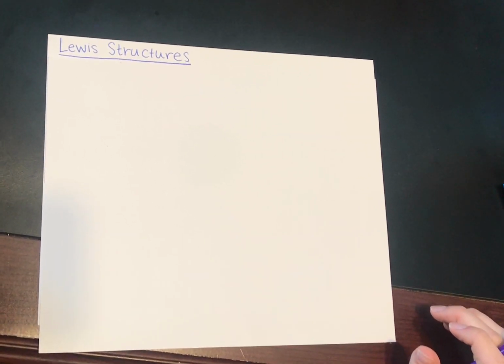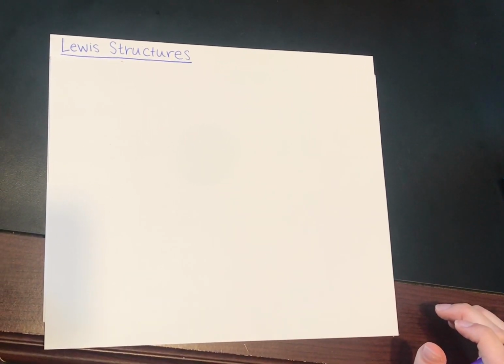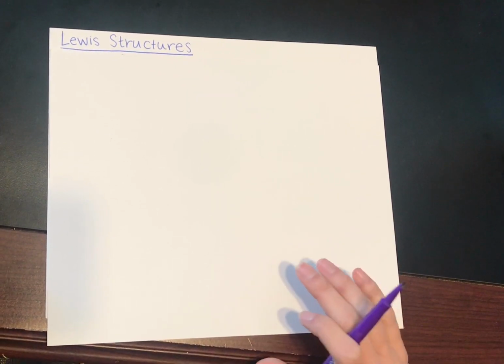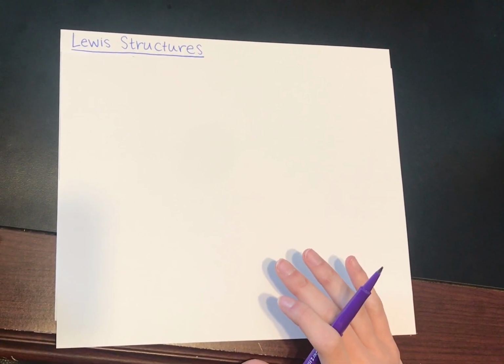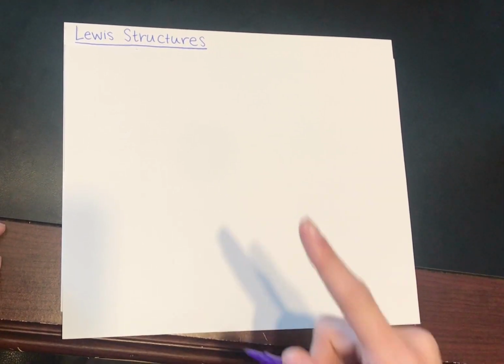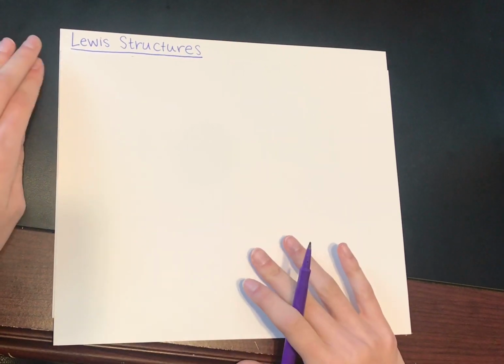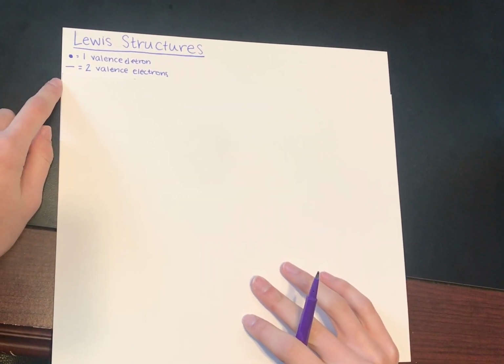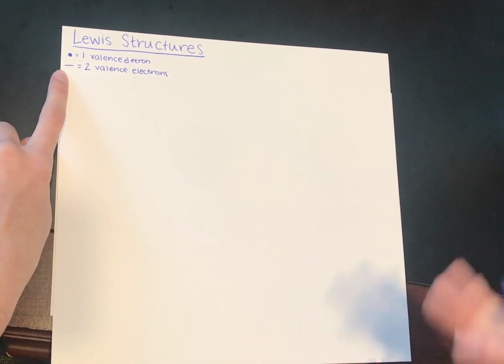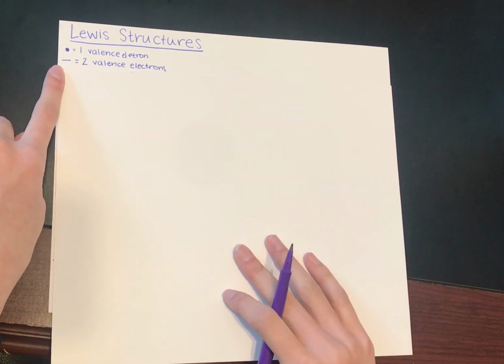So we're going to talk about Lewis structures, which are a way to visually show how atoms are bonded. When you draw Lewis structures, you're going to use valence electrons to bond the elements because they're on the outermost shell of the electron, which is the only part that bonds in molecules. You're going to use a dot for one valence electron and a line for two, just to show how they're bonded.